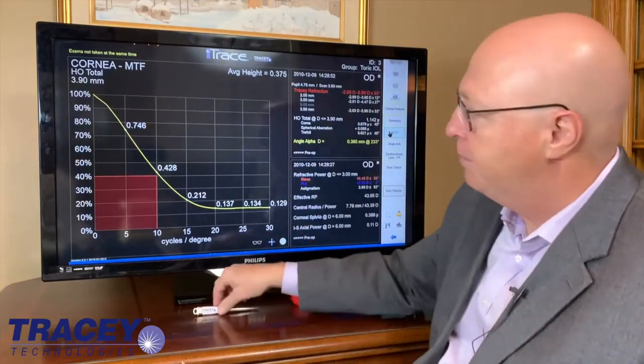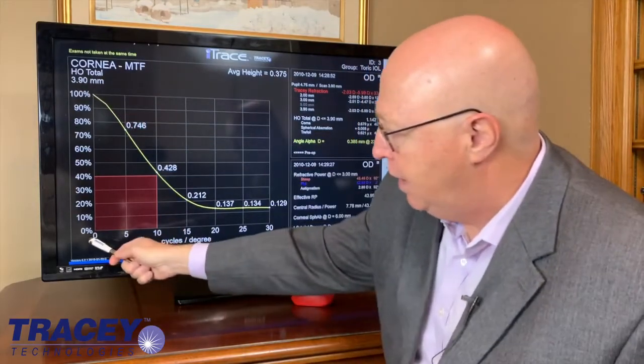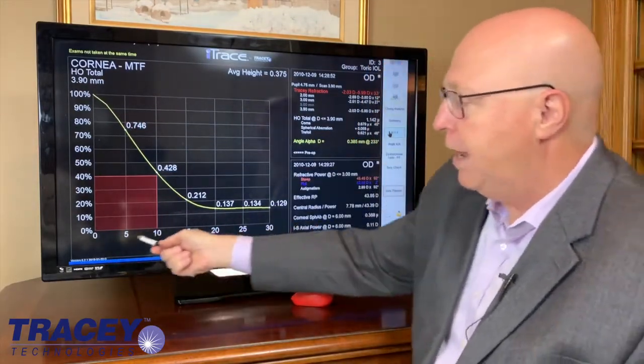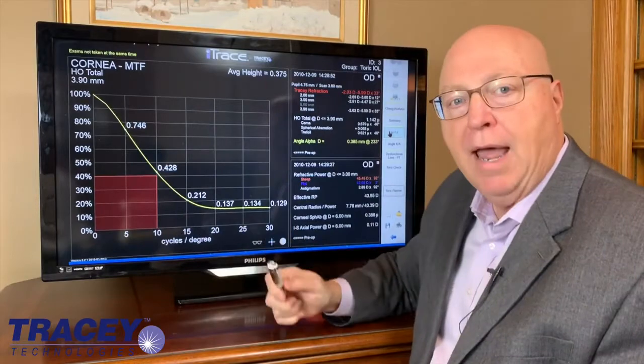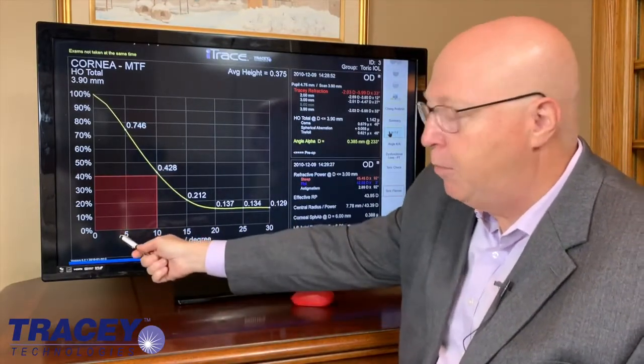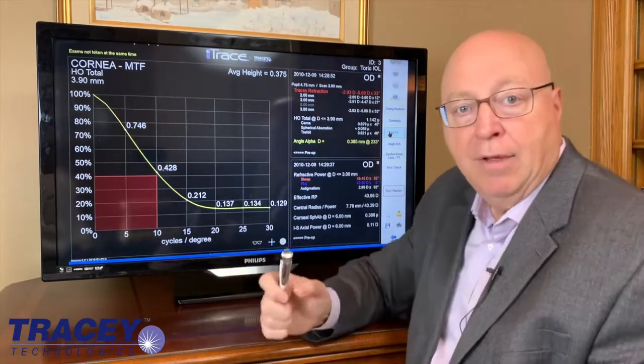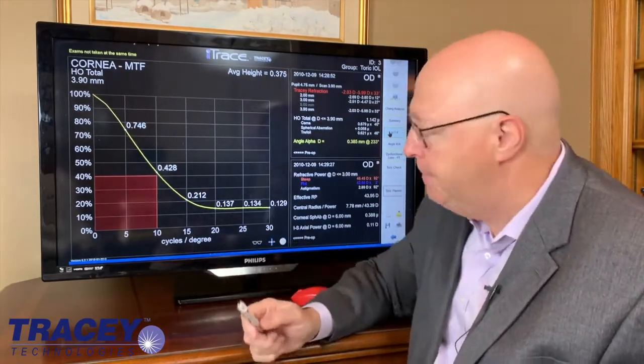First, let's define it. If you're looking on this axis, this is 100% contrast. And if you look down here, this is ever increasing numbers of line pairs. Think of it as smaller and smaller writing. This would be billboards. This would be regular writing. Down here, you get in the area of small pill bottles that nobody can read.